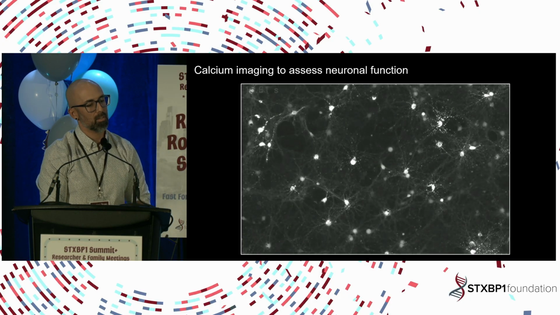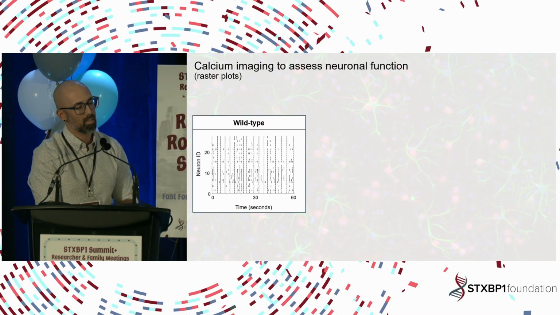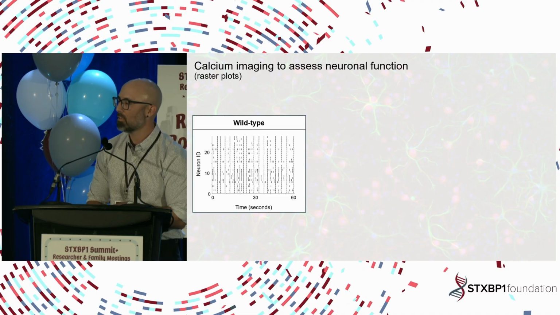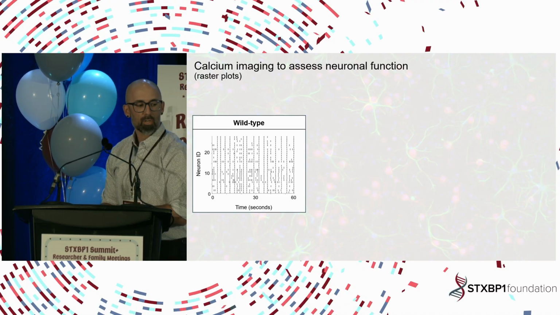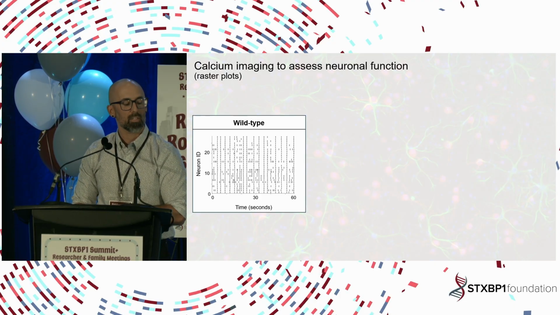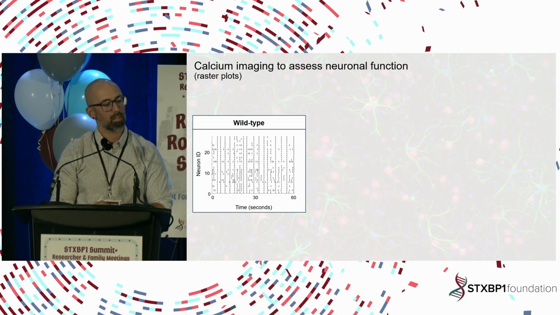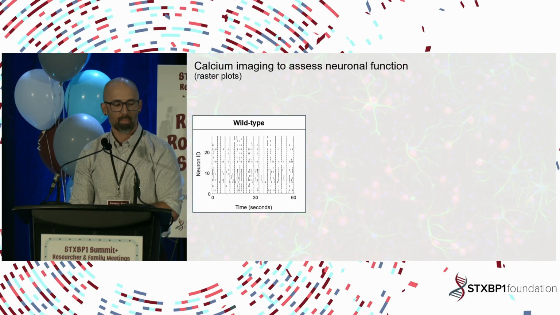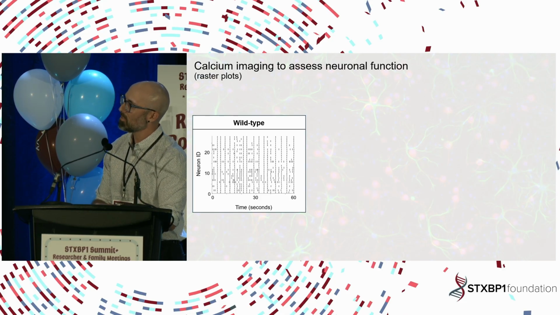And if we turn this into a graphical representation of this activity, we're looking at raster plots here of an imaged well at day 17. On the y-axis, you'll see neuron ID, so each row across this is an individual neuron that was identified. And we're looking at a 60-second video. If you'll notice there are vertical lines, those indicate that the neurons are firing synchronously.